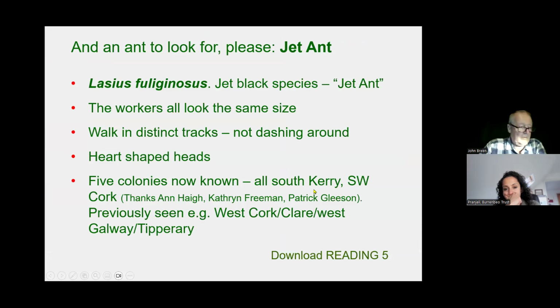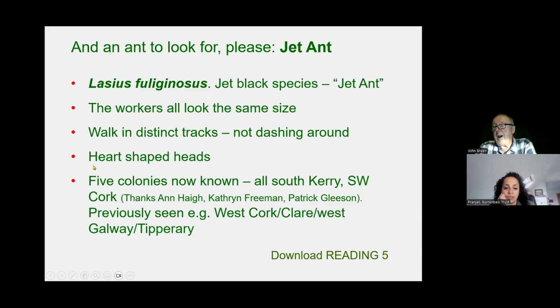And then I'm finishing with just a few slides of a very uncommon ant. It's called the jet ant because it's jet black in color. Think patent leather shoes, that sort of shiny black. The workers look all the same size. They walk, they don't dash around, they walk in tracks, and they have heart-shaped heads.